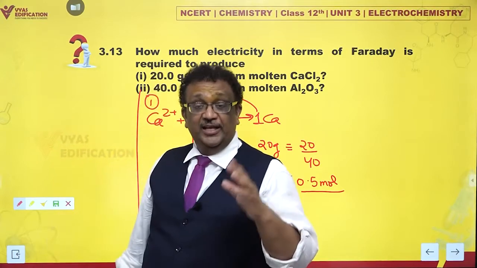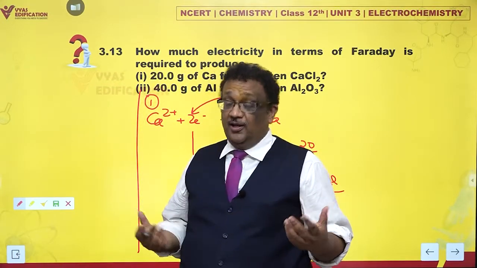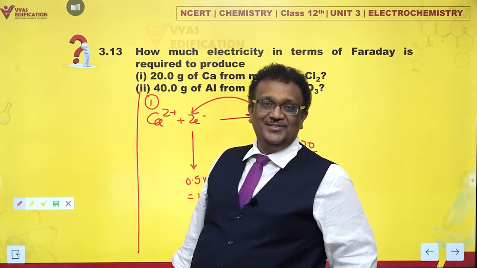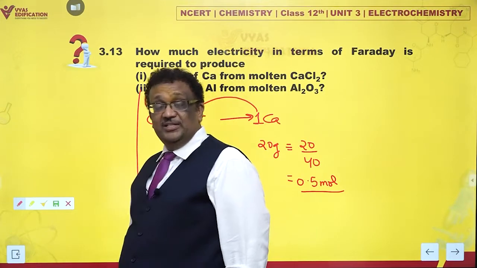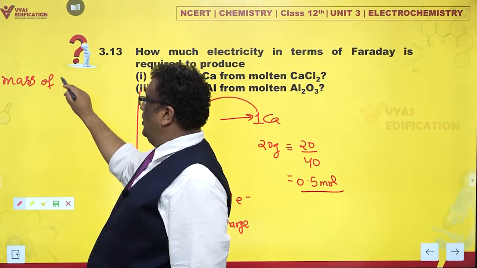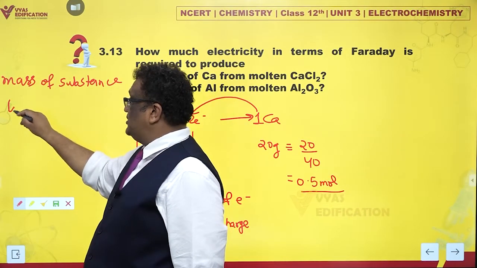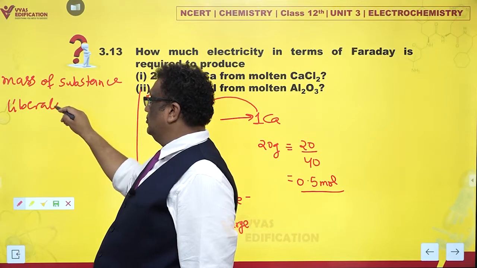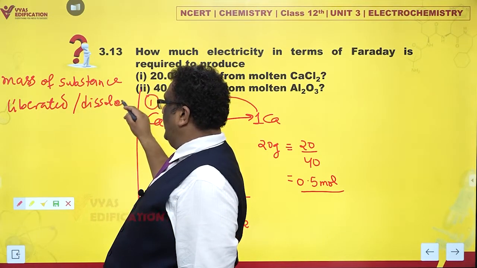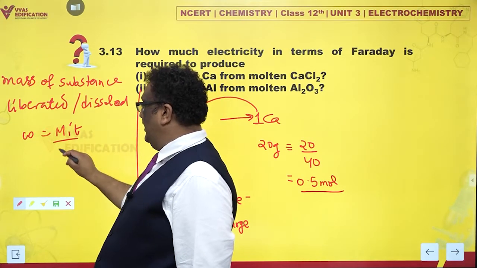Using the formula, in case you want to do this by a second method using a blind formula, can we do that? Yes. And how's that? We'll use Faraday's first law of electrolysis. And what does that say? It says that the mass of substance liberated or dissolved at an electrode, W, is M I t by n F.